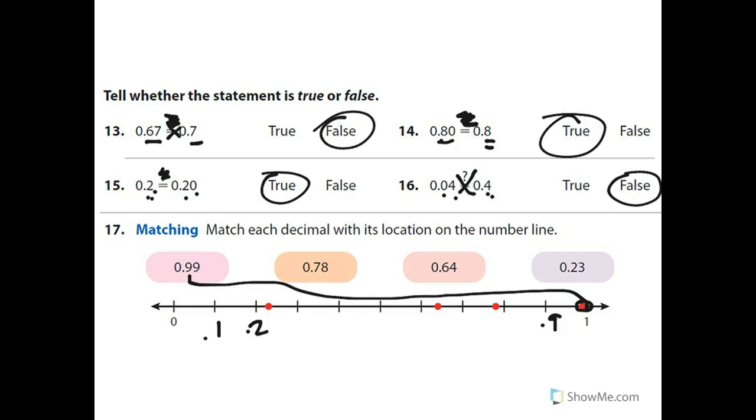Alright, so 78 hundredths. That's 3, 4, 5, 6, 7. Oh, it would be almost at the 8. The 64 hundredths would be right there. The 23 hundredths would be way down here.